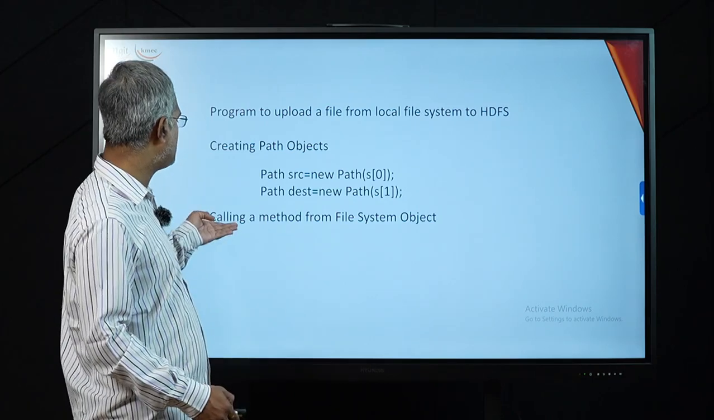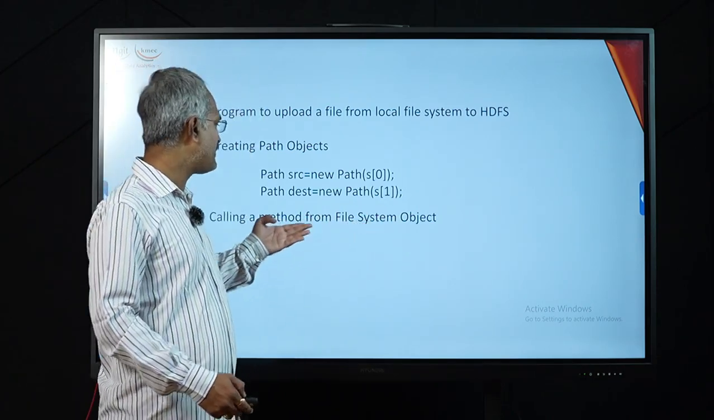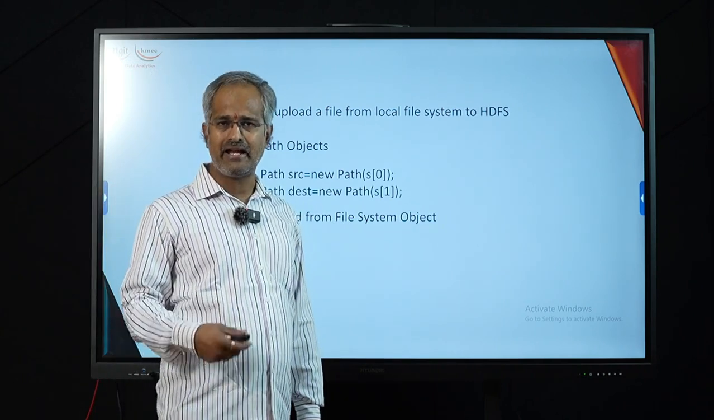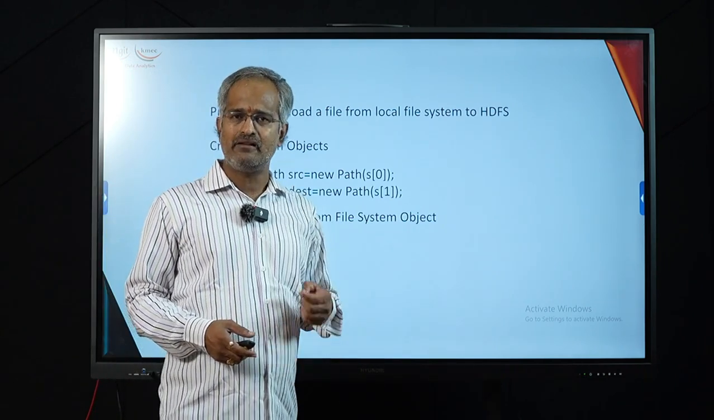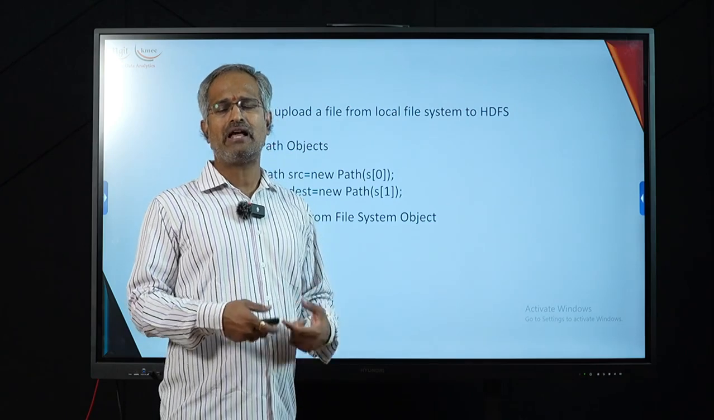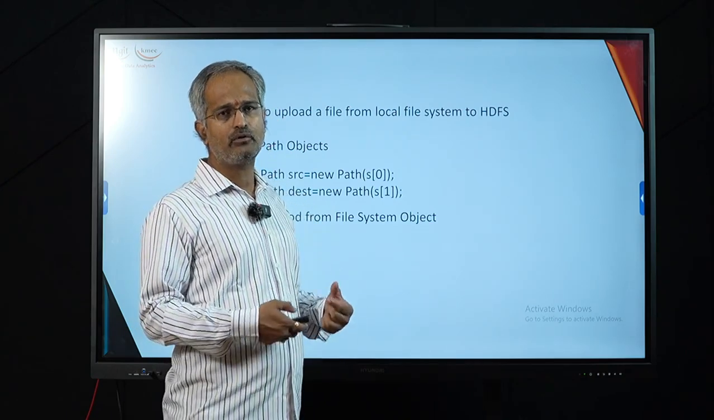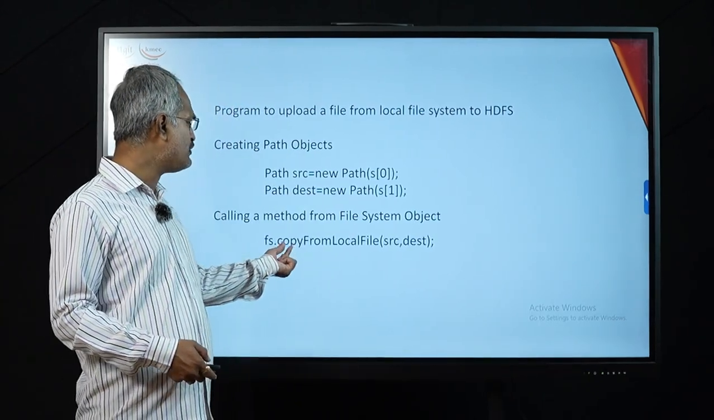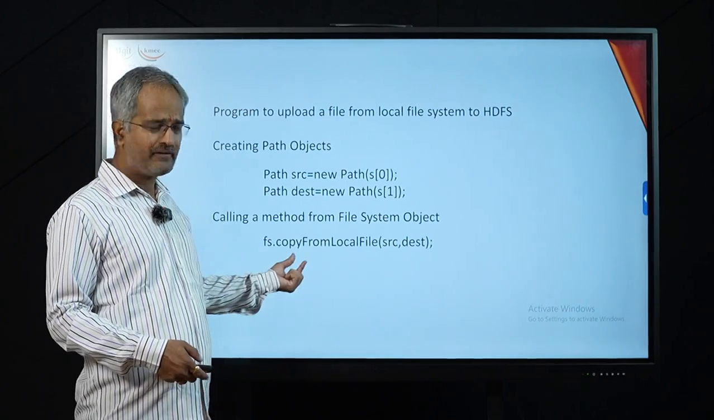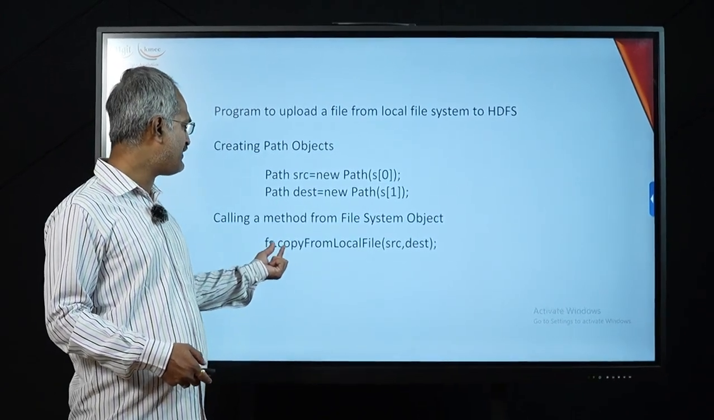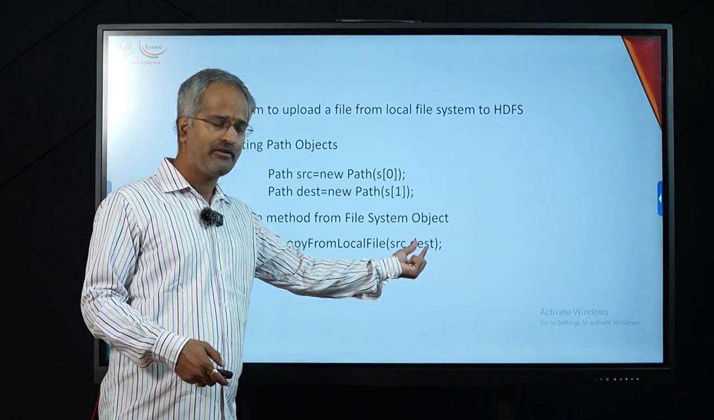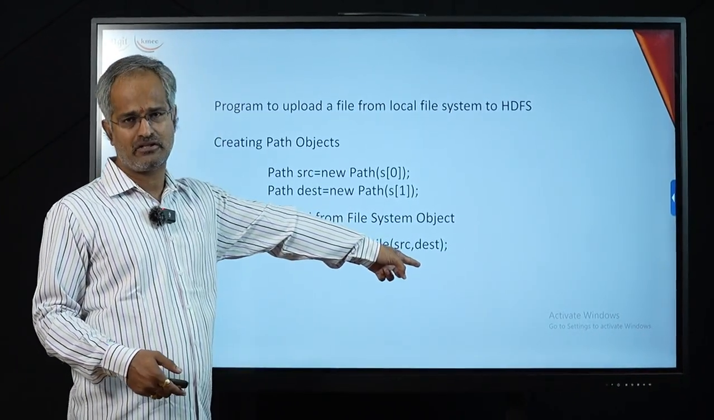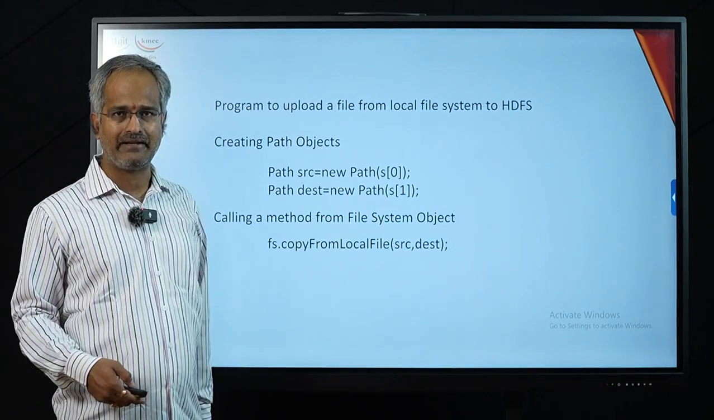After that, we call a method from the file system object. Already we imported and created the file system object. From that we have several commands available, and directly we can use those commands to perform the basic operations. So for that we can use copyFromLocalFile. This is the simple command: fs.copyFromLocalFile(src, dst). Already we have created the source and destination objects.